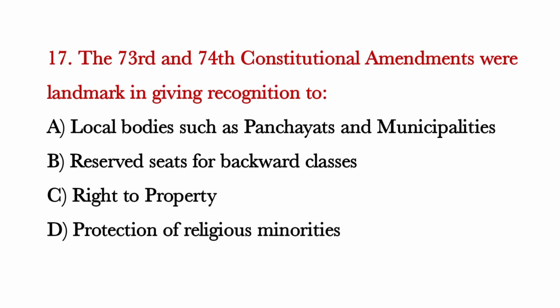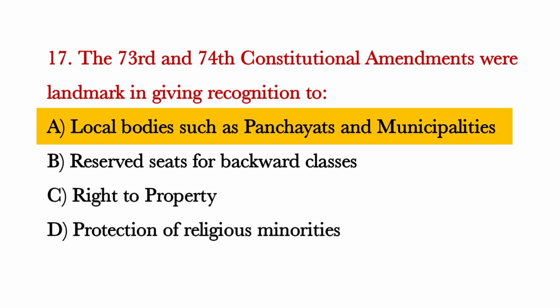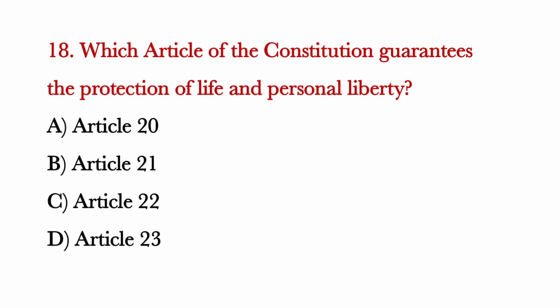The 73rd and 74th constitutional amendments were landmark in giving recognition to. Correct answer is option A, local bodies such as panchayats and municipalities. Which article of the Constitution guarantees the protection of life and personal liberty? Correct answer is option B, Article 21.